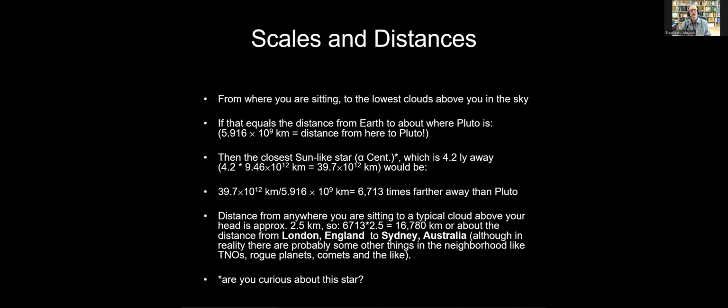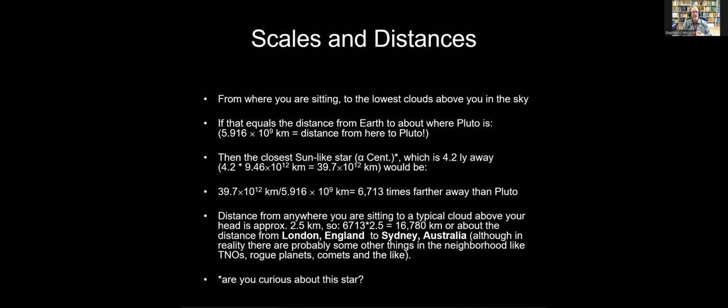Well, how about we talk about scales? From where you're sitting to the lowest clouds above you in the sky, if that distance, just looking out the window, equaled the distance from Earth to about where Pluto is, the first very large object after Neptune, a trans-Neptunian object, that equals about 5.9 billion kilometers, excuse me. That's the distance from here to Pluto, almost 6 billion kilometers.